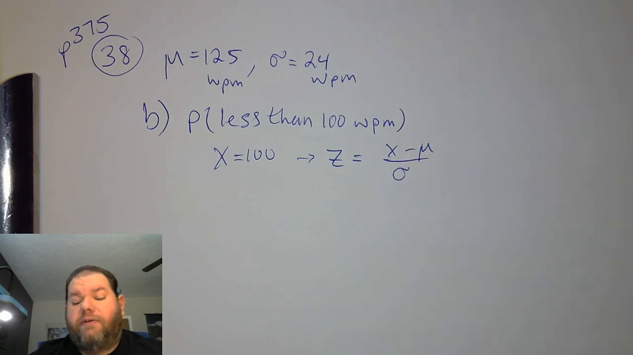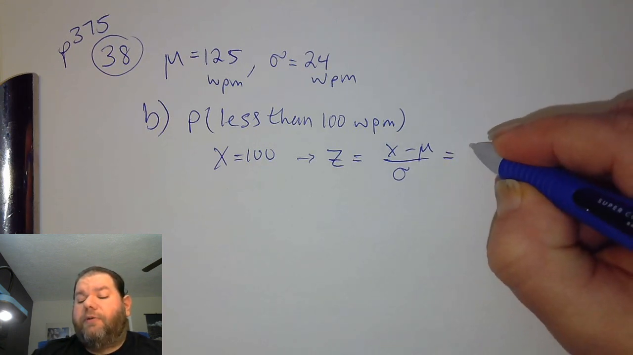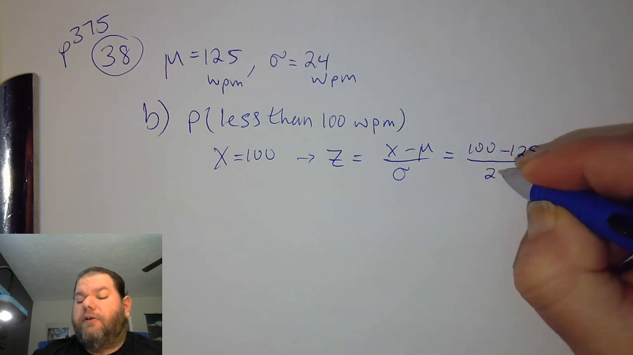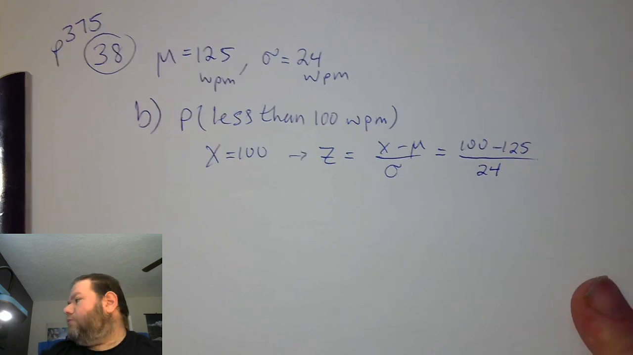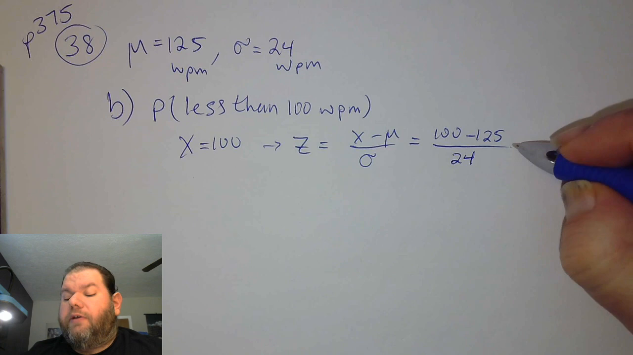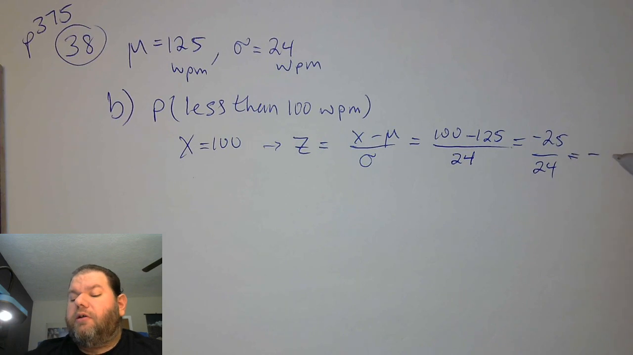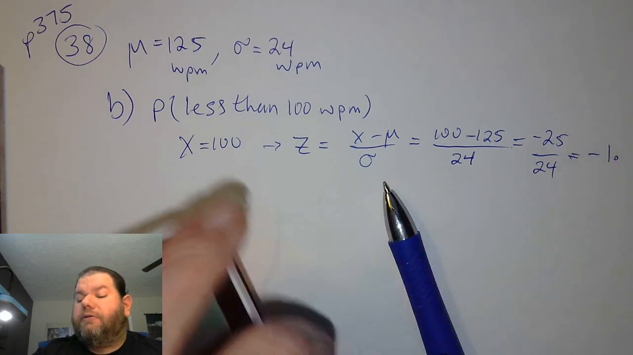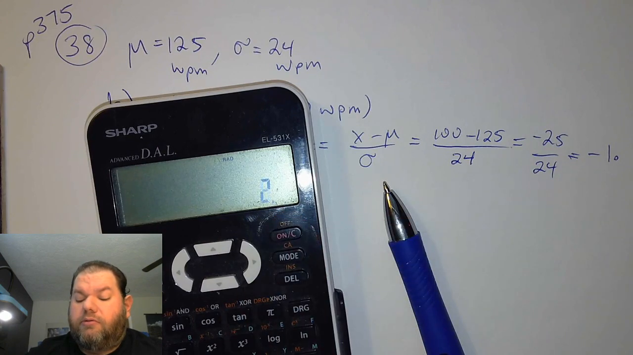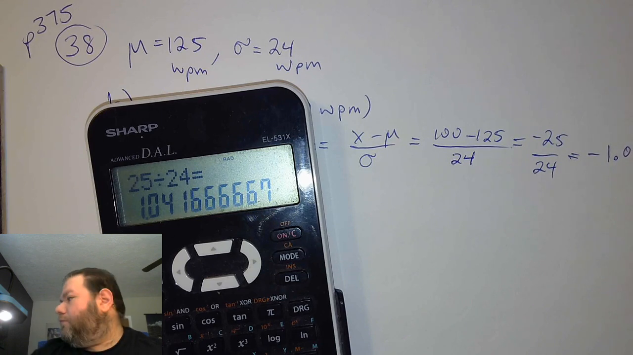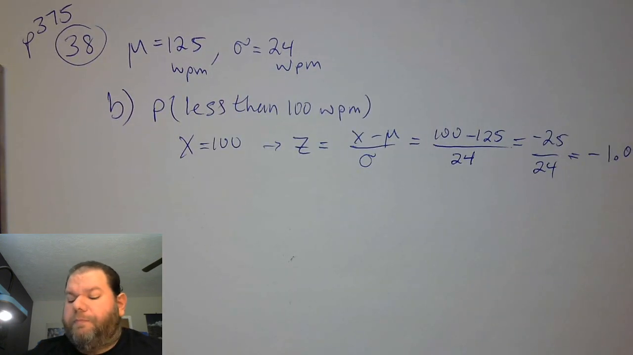Again, the formula for a z-score is x minus mu divided by sigma. So we plug in, x is 100, mu is 125, and sigma is 24. And so that'll give us negative 25 over 24, so negative 1.04. Okay. So that gives us a z-score that we can work with.